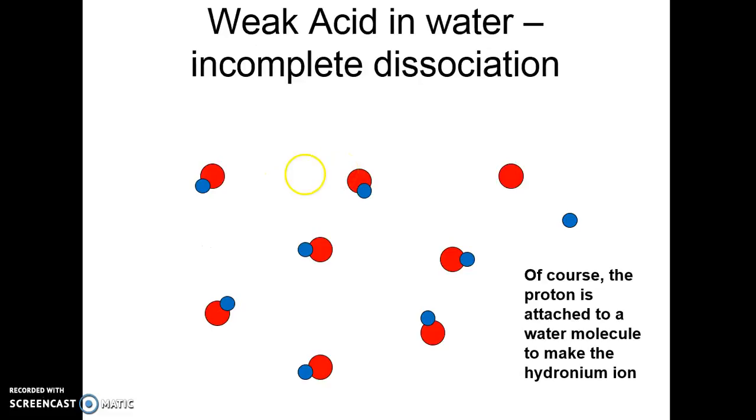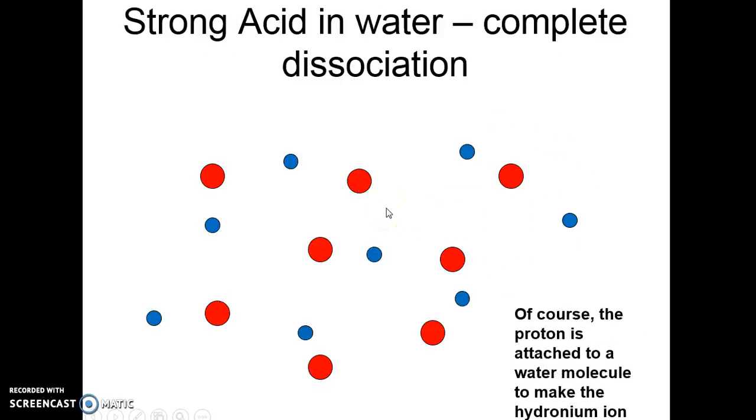Here's a picture of it. This is a weak acid in water. Notice it's weak because the majority of the protons are stuck to the acid. Only a small amount has dissociated. If you have a strong acid in water, all of it has separated, and you have just ions in solution, no intact acid.